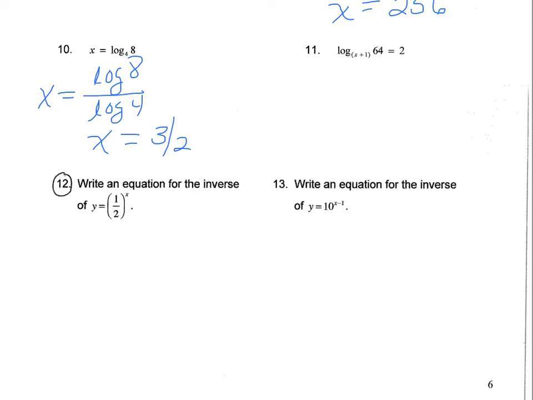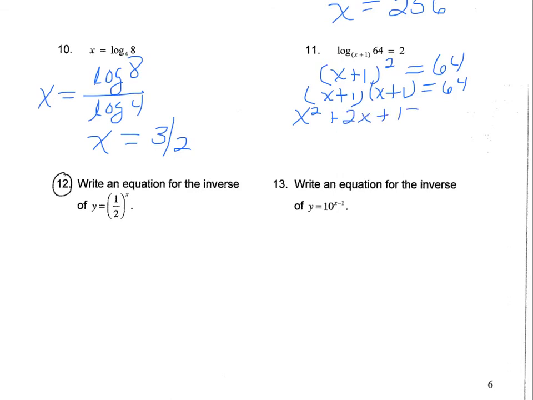Number 11, log base x plus 1 of 64 equals 2. They gave me an answer, so I'm going to change it to an exponential. My base is x plus 1, my exponent is 2, my answer is 64. All right, we're down to an algebra problem. X plus 1 squared means x plus 1 times x plus 1 equals 64. So I'm going to have to do FOIL: first, outer, inner, last, combine like terms. I'll get x squared plus 2x plus 1 equals 64. I've got a squaring, so I'm going to get one side equal to 0. I'm going to subtract 64 on both sides and get x squared plus 2x minus 63 equals 0.